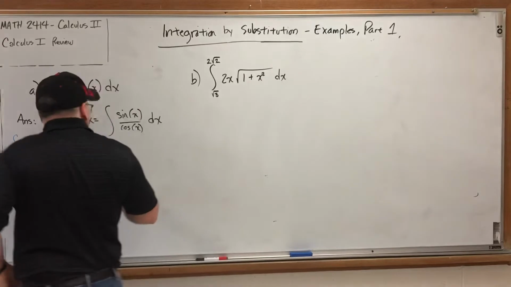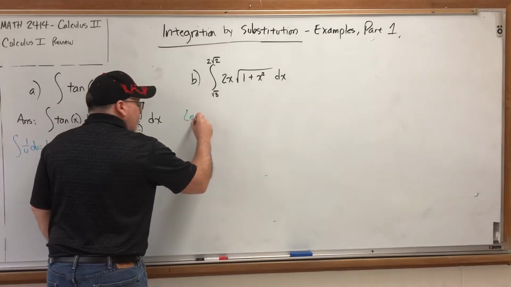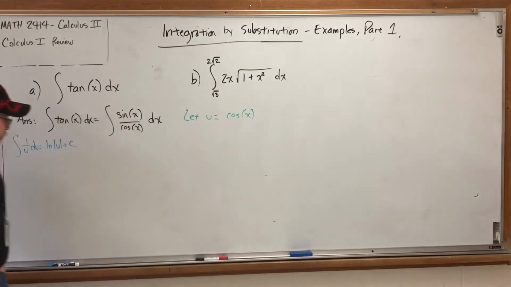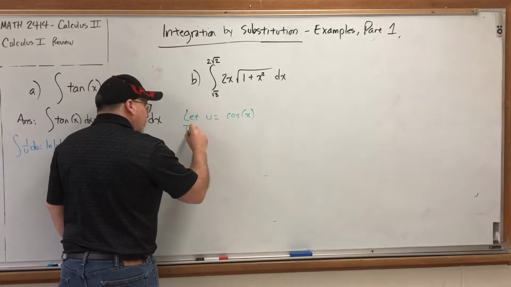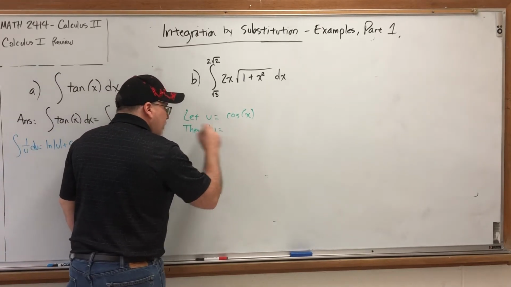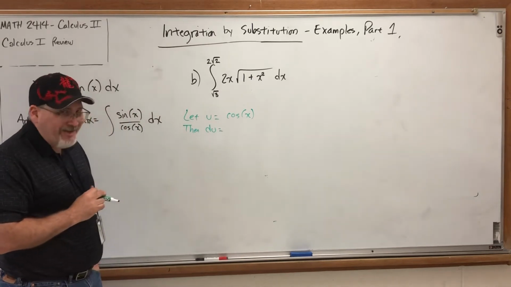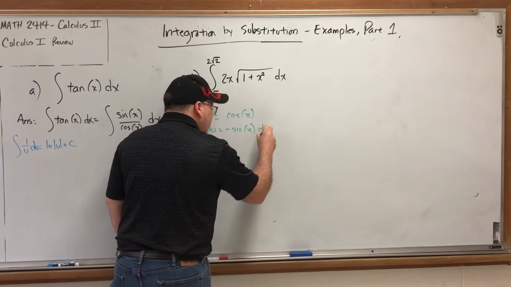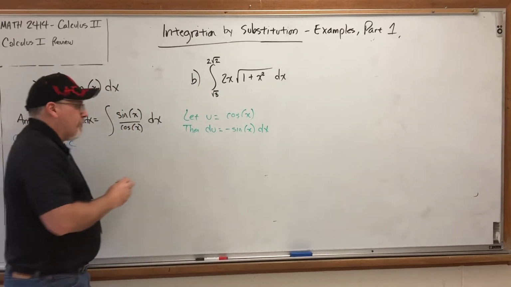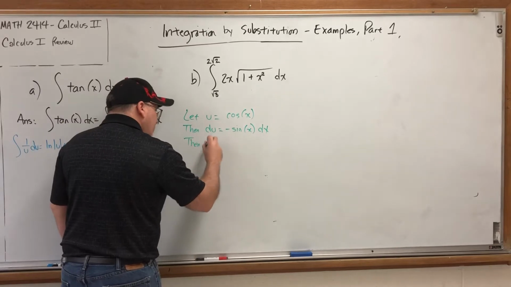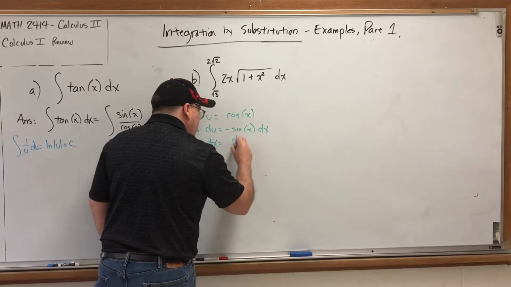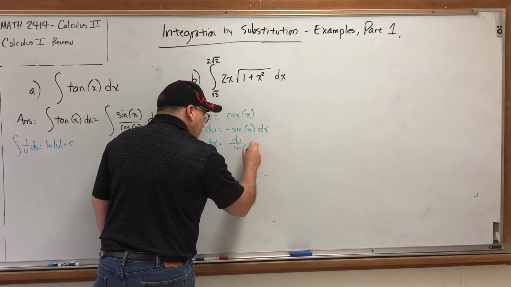But for this one, we're going to let u equal the denominator, cosine of x, in an effort to convert the integral to this rule. So if u is equal to cosine, then what is du? Well, the derivative of cosine is negative sine. So du is negative sine x dx, and if we solve for dx, then we would divide both sides by negative sine. So dx would be du over negative sine x.